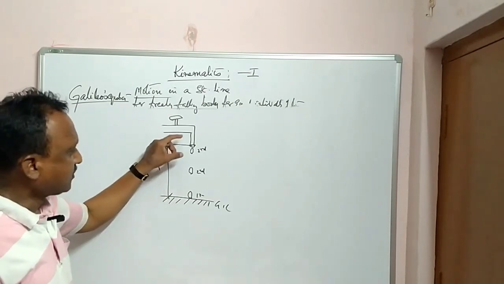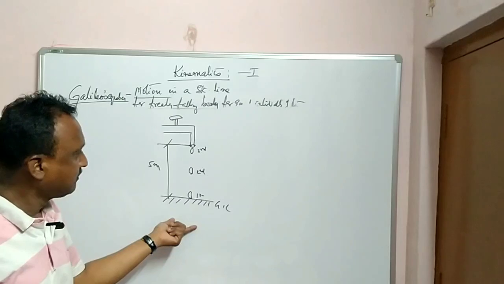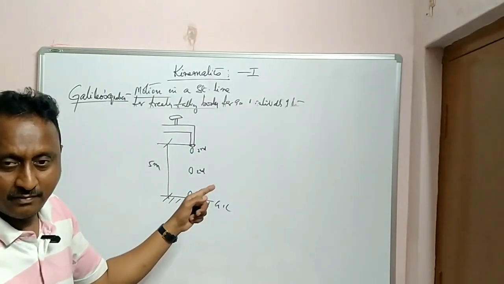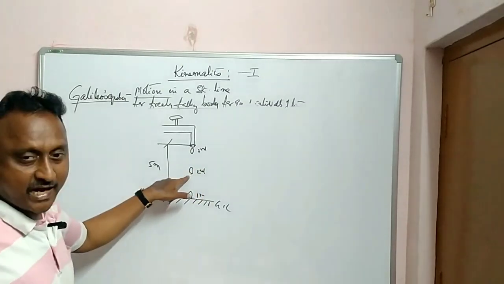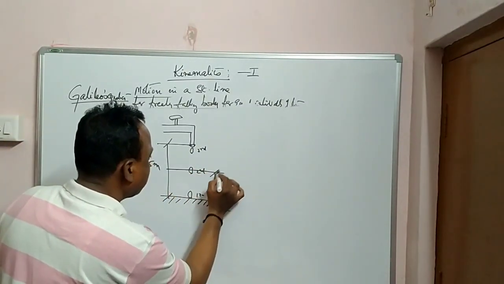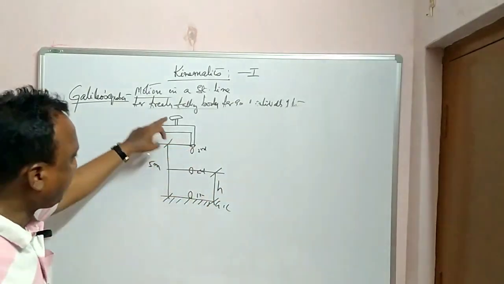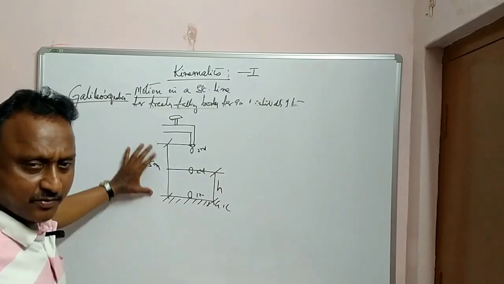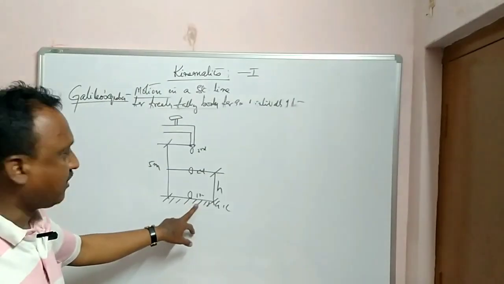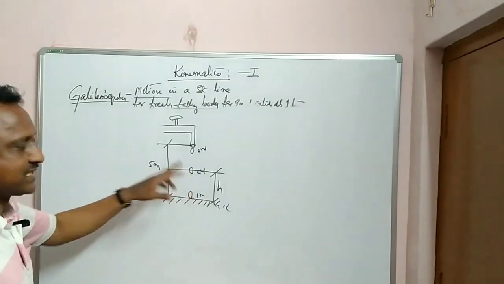So the question is like this. By the time the first drop touches the ground, the third drop is leaving the tap. What is the height of the second drop from the ground level? This is the question. Water droplets are coming from a tap at a height of 5 meters above the ground level. By the time the first drop touches the ground, the third drop leaves the tap. What is the height of the second drop?